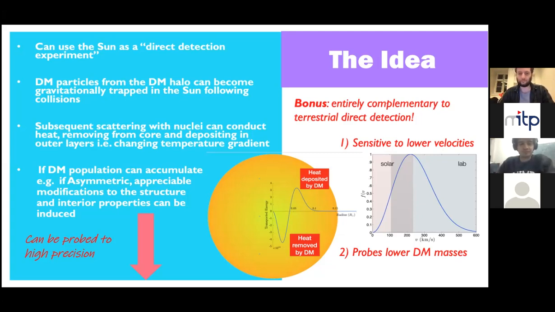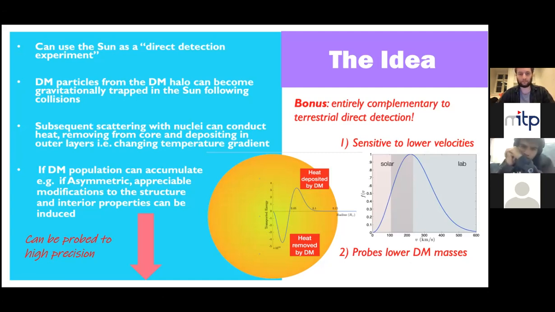Now, this dark matter could potentially lose enough energy during collisions with solar nuclei to be brought below the solar escape velocity. And in that instance, it's going to become gravitationally trapped in the sun. And subsequent interactions of the dark matter with the solar nuclei could potentially provide an additional mechanism for heat transport in the sun or other stars. So if you can imagine, your dark matter particles in the center are going to absorb energy on collisions with the nuclei in the hot core, and then they're going to continue to move around and deposit it in the cooler outer layers in subsequent interactions.